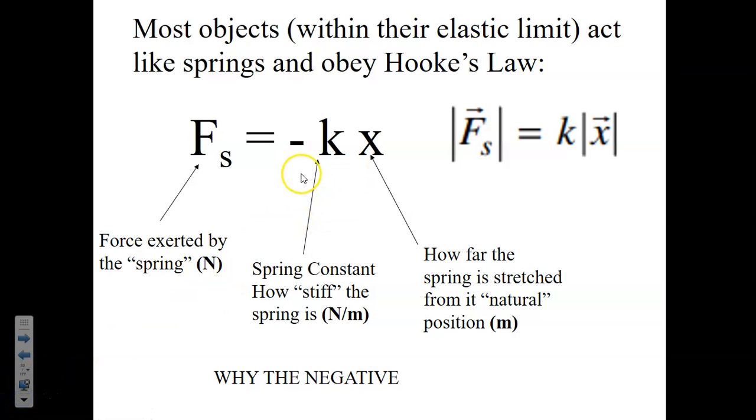So most of the time you're going to see this equation with this negative in front, and we'll talk about why that negative is there. The equation sheet for AP Physics gives it to you in this absolute value form, just basically taking away the negatives, and then it doesn't really matter.